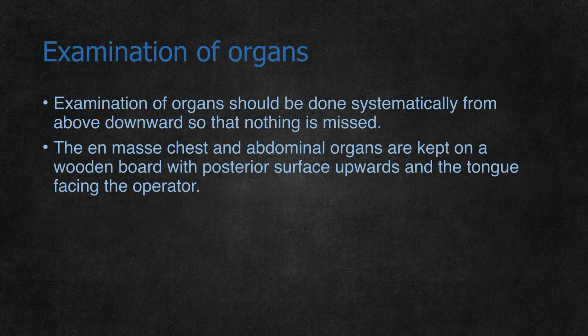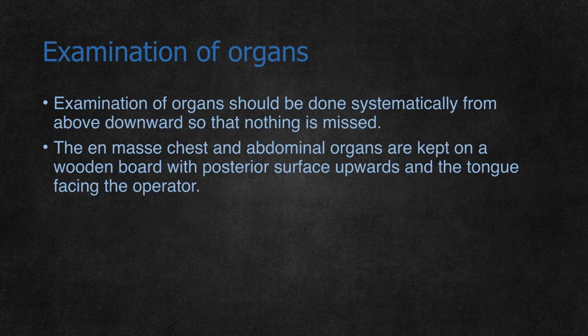Coming to proper examination of organs, examination should always be done systematically from above downwards. So starting from head, followed by neck, chest, and abdomen, everything should be examined and nothing should be missed. In the en masse dissection, we have seen that chest and abdominal organs are removed and kept on the wooden board, usually with the posterior surface upwards and the tongue facing the operator.